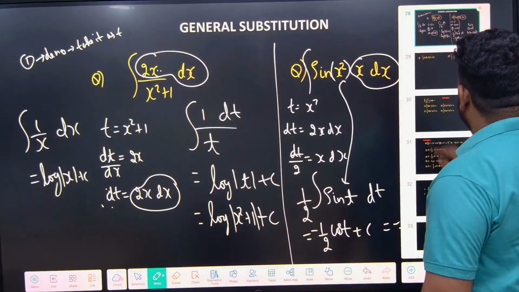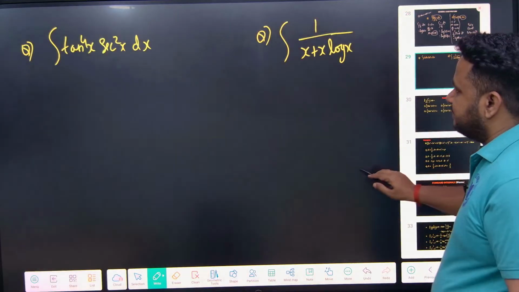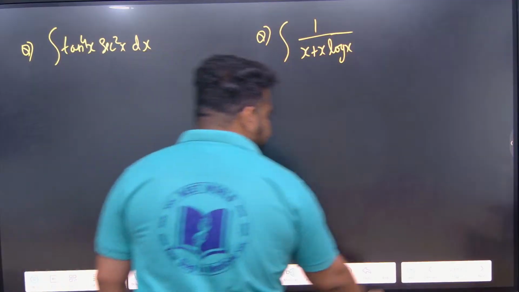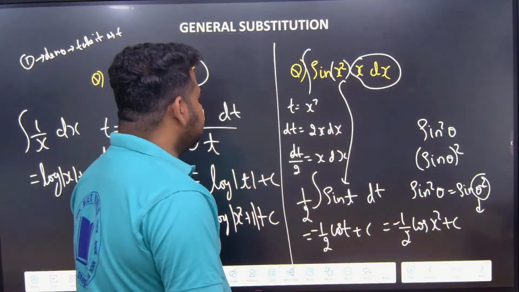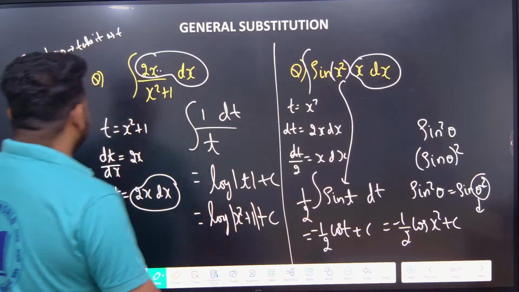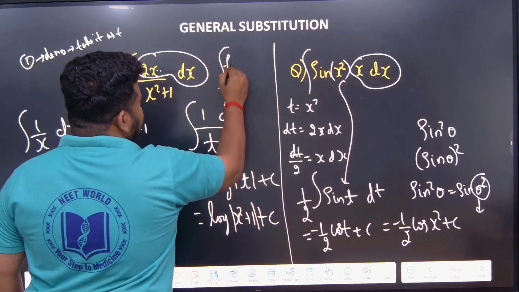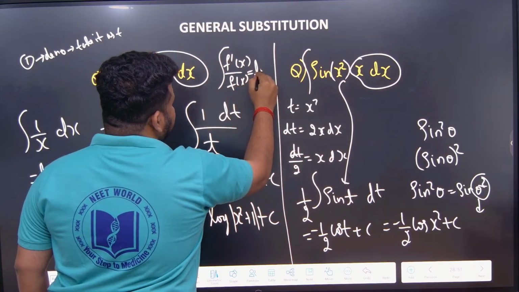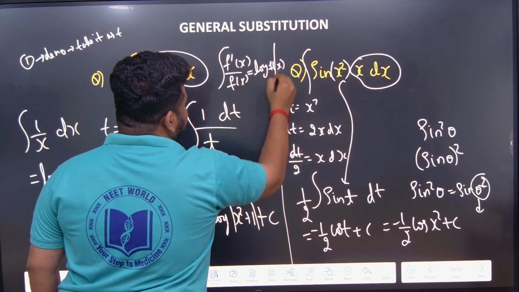Now let us see some more questions. See here we are having integral of tan power 4x secant square x dx. The previous questions which we saw were of the form integral of f dash of x by f of x, which is equal to log f of x plus c.